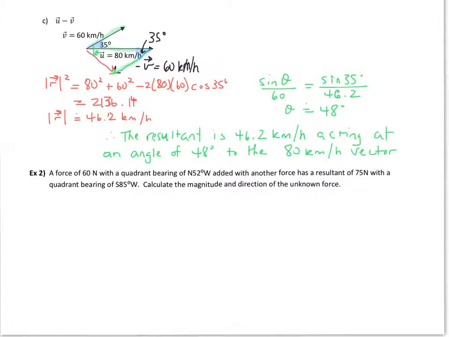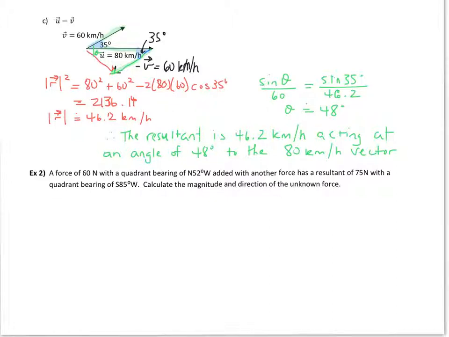All right, check your work with that. I got that the resultant is 46.2 kilometers per hour, acting at an angle of 48 degrees to the 80 kilometer per hour vector. All right, example number 2 here: a force of 60 newtons with a quadrant bearing of north 52 degrees west, which we talked about in the previous lesson, added with another force has a resultant of 75 newtons with a quadrant bearing of south 85 degrees west. Calculate the magnitude and direction of the unknown force.